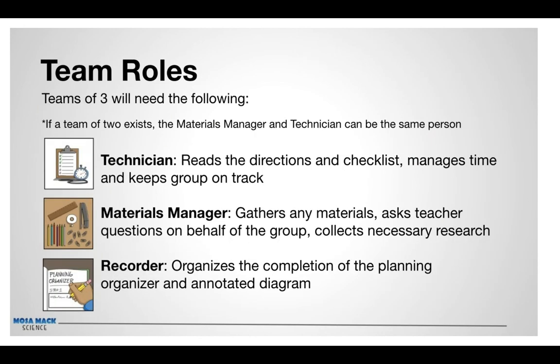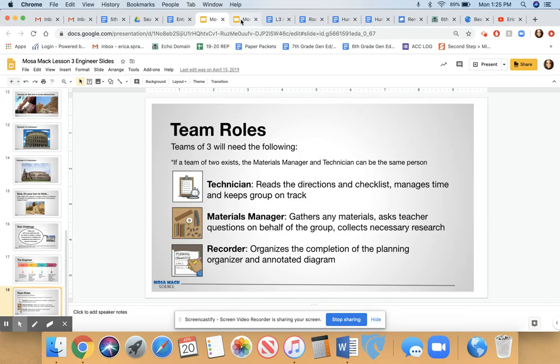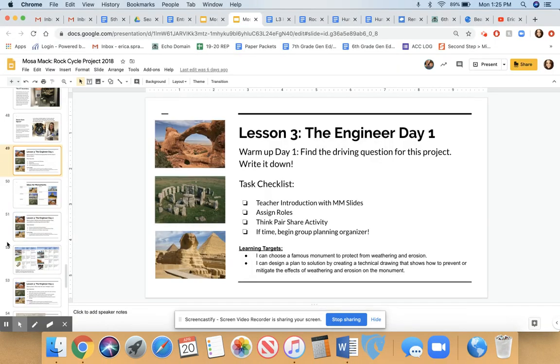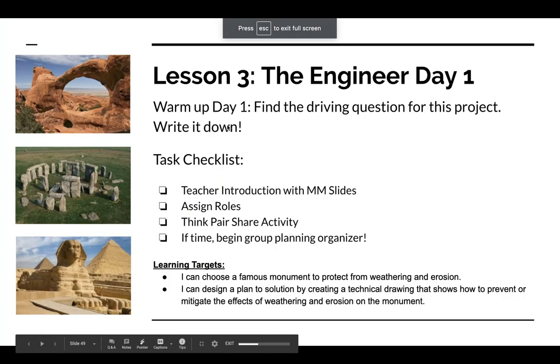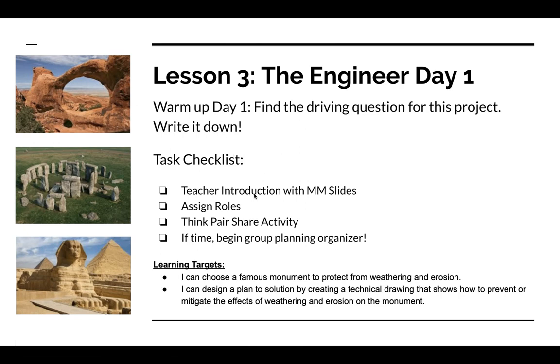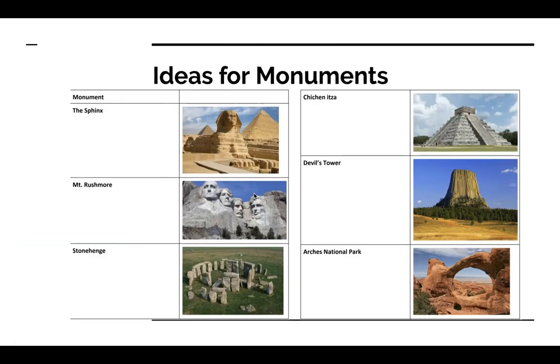So we don't have team roles this year because we're not working in a group, but I will give you some hints in this slideshow of things that I've just added through the years as students have done this project. So the first day, I guess you could call this day one, is to think about the driving question and then pick a monument. So here's some ideas. You don't have to pick one of these. And if you think you've got another idea and you're like, oh, I don't know, should I do this or not? Just email either me or Mr. Haney and we can tell you if it's a good idea or not.